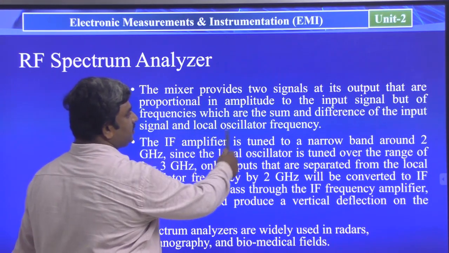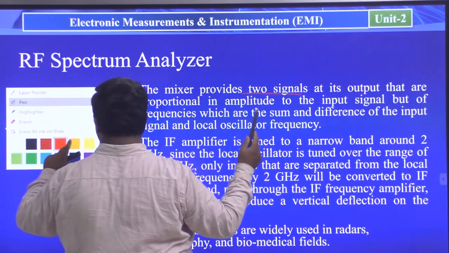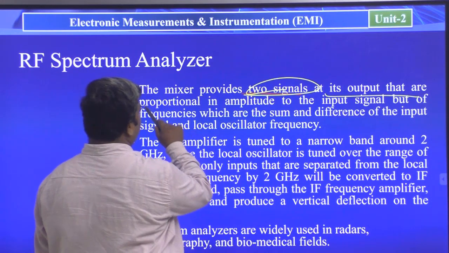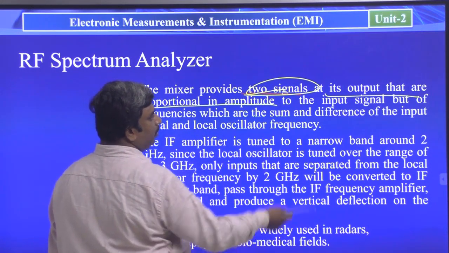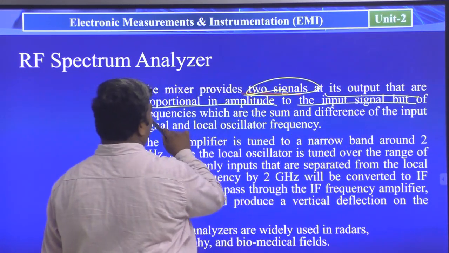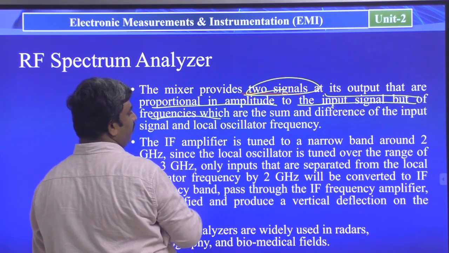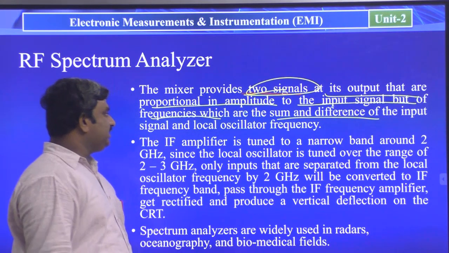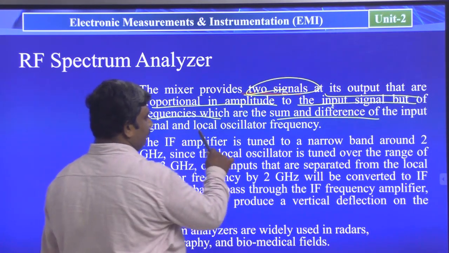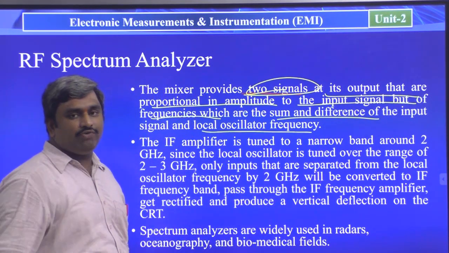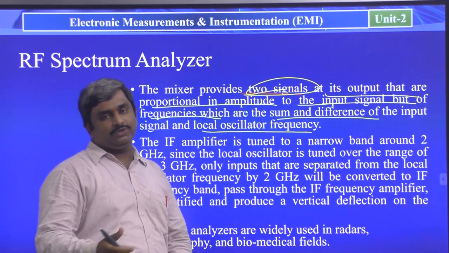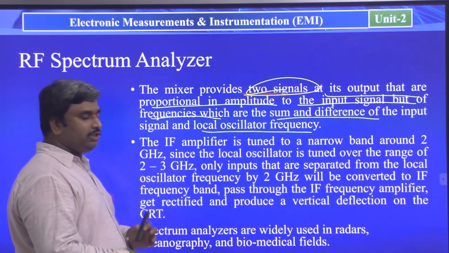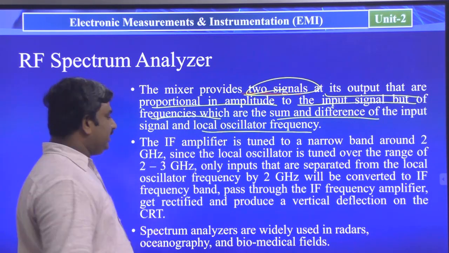The mixer provides two signals at its output. They are proportional in amplitude to the input signal, but their frequencies are the sum and difference of the input signal and local oscillator frequencies. Actually, at the mixer output stage we will get two types of output signals, the sum and the difference of the signals. These two signals we connect to the next stages.